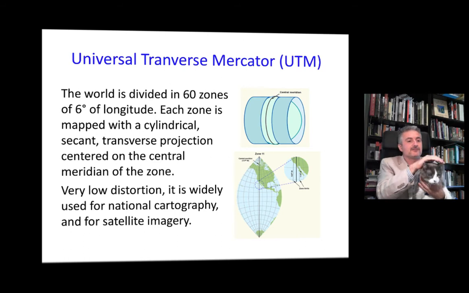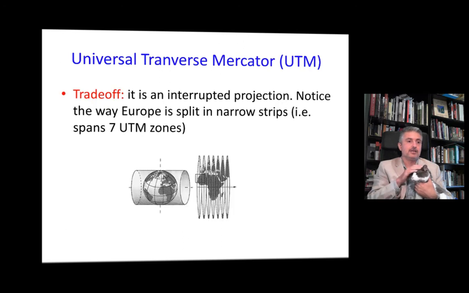This projection has very low distortion and is widely used for national cartography, and we use it also for satellite imagery. Later in the class, you will be using Landsat images. Those are distributed in UTM projection. It's interrupted, so we have this big trade-off. Larger areas, continents, are split across zones. For instance, Europe is 7 distinct zones, and if we were to put together a single UTM projection of the continent, we're not going to get something particularly good looking.